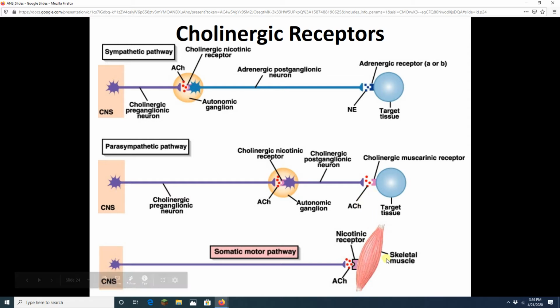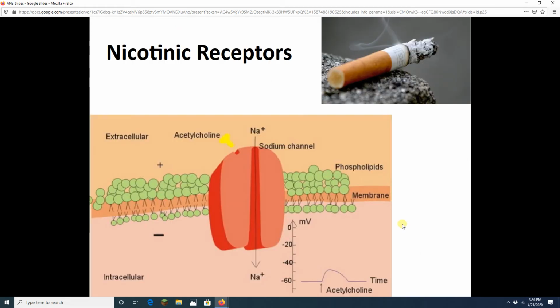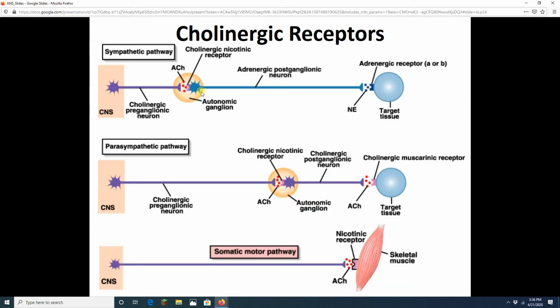Now, I'm also going to find a cholinergic receptor on skeletal muscle, because remember from a while ago, somatic motor neurons also release acetylcholine. So, cholinergic receptors are for acetylcholine. And as you've probably gathered by looking at these labels here, there are more than one type of cholinergic receptor. There are nicotinic cholinergic receptors. Let's go back for a second here. Nicotinic cholinergic receptors are found on my postganglionic neurons and on my skeletal muscle.